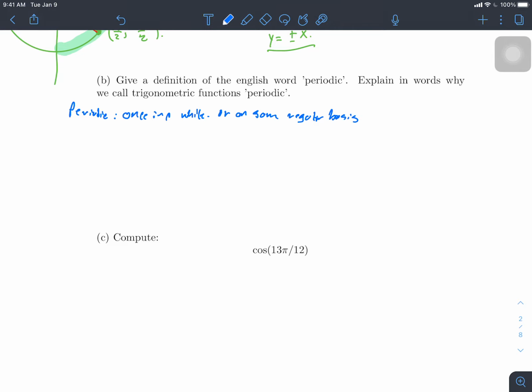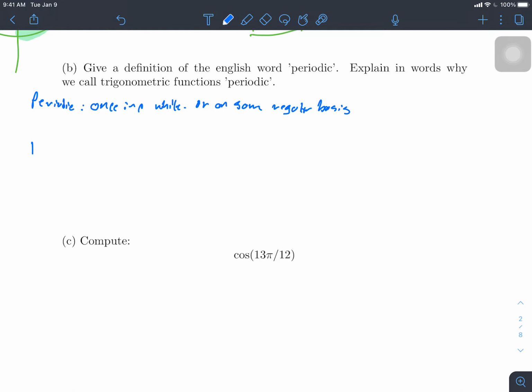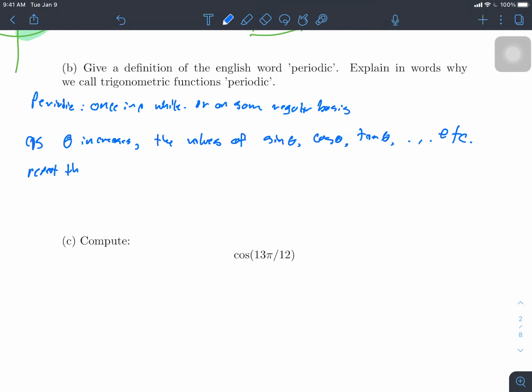Now, we're supposed to explain in words why we call trigonometric functions periodic. The way I would answer this question would be to say, well, as theta increases, the values of sine theta, cosine theta, tangent theta, etc., repeat themselves over and over.